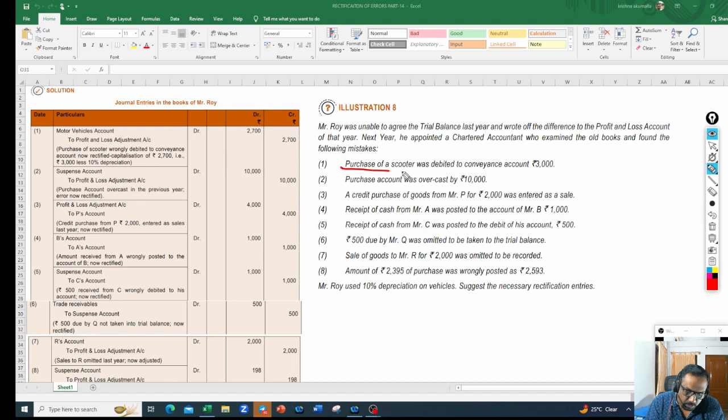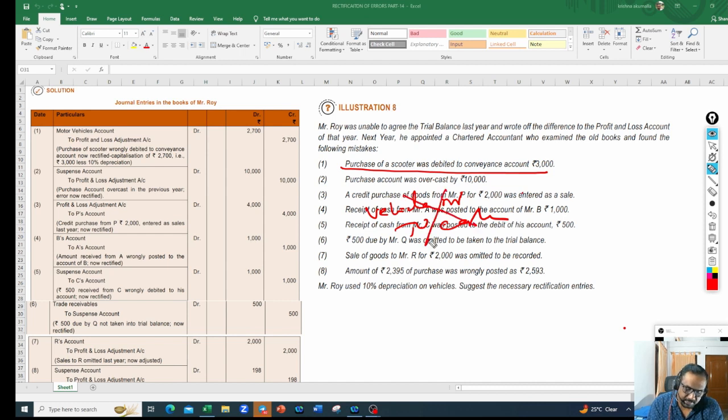Purchase of a scooter was debited to conveyance account, 3,000. Scooter is an asset. It has to be debited to scooter account, so vehicles account or otherwise scooter or vehicles. So what entry would we generally write? Vehicle account debit to cash account. This is how we need to write. This is the right entry, but they did not write like this.